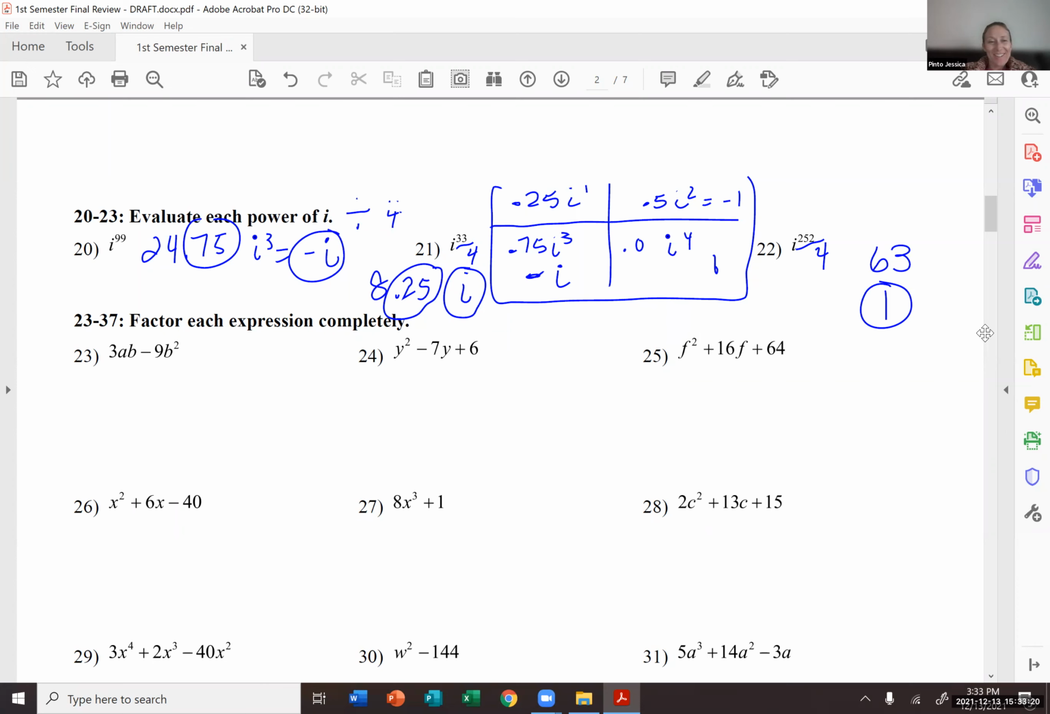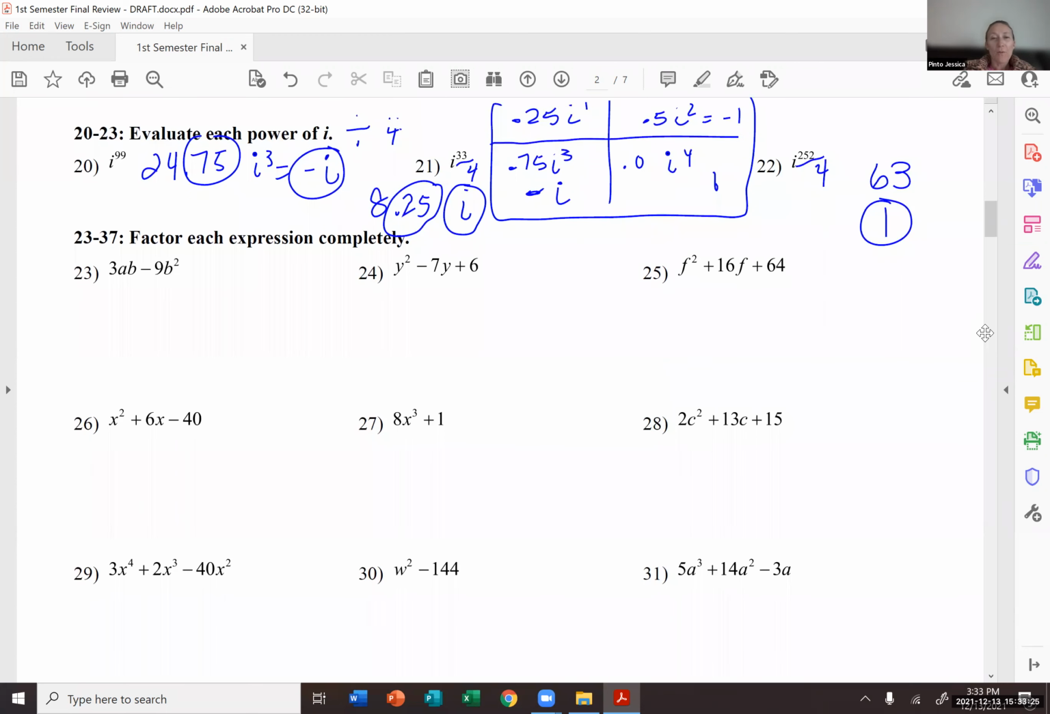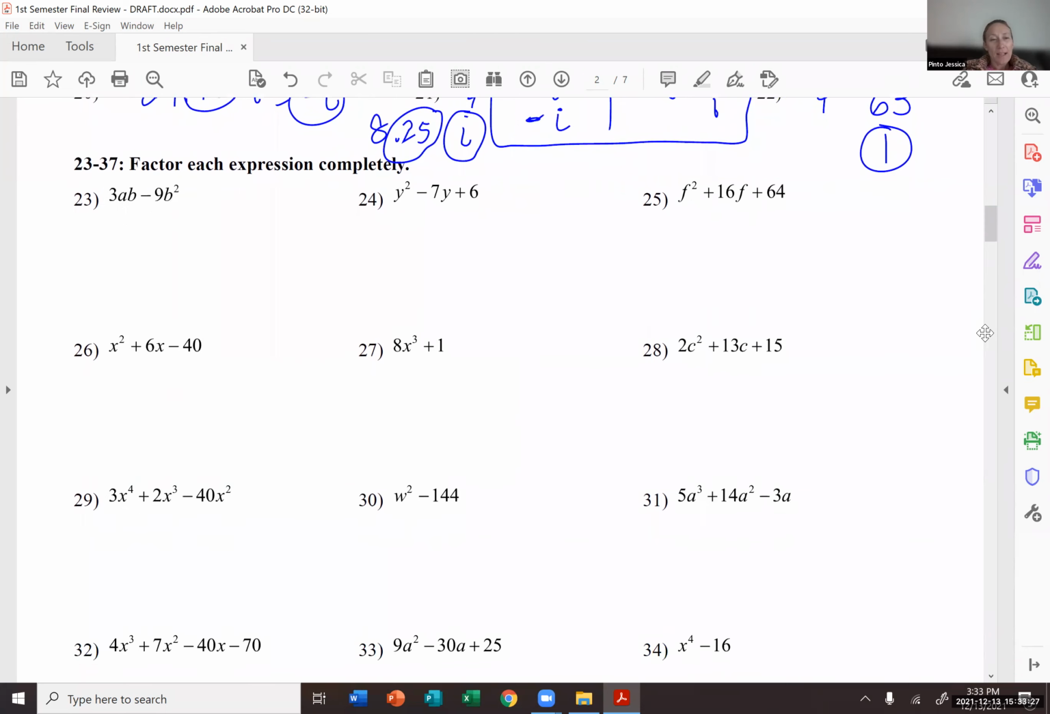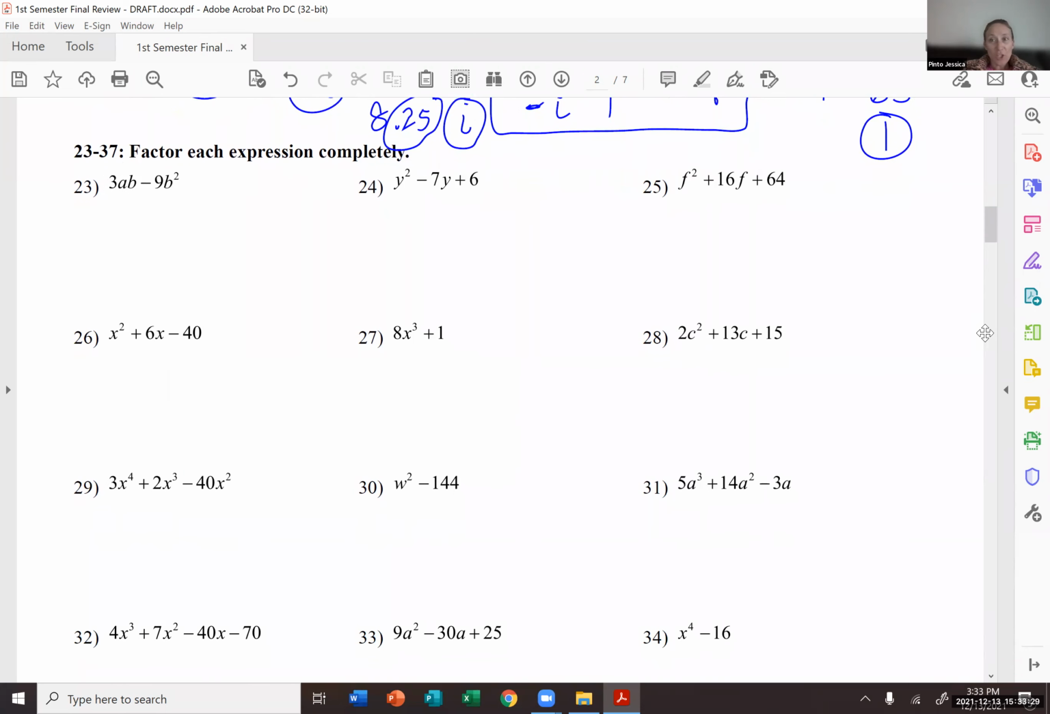So great. Now we're looking at factoring. So we've got factoring, and we are going to look always for a GCF first.